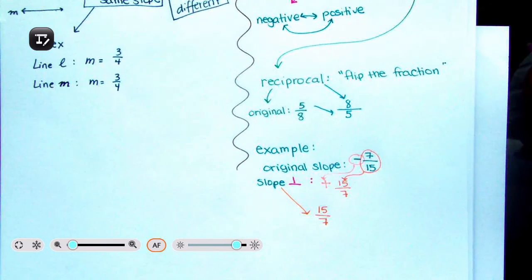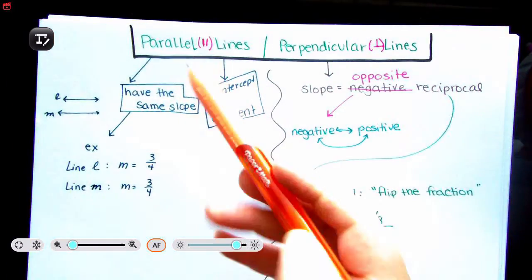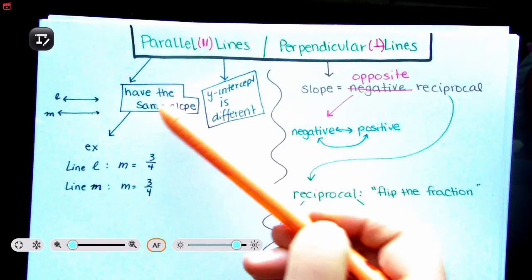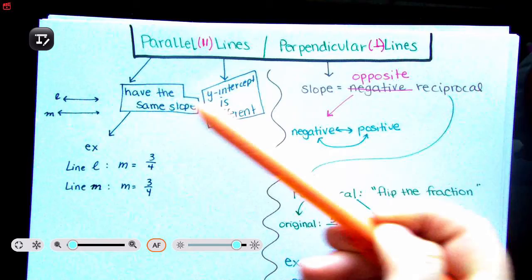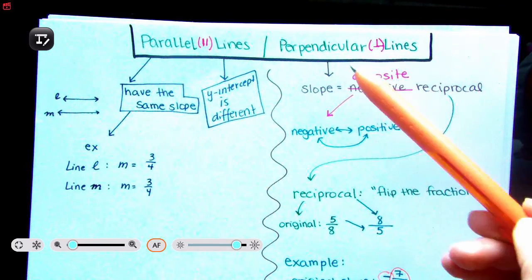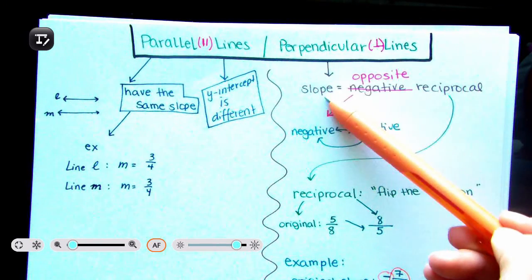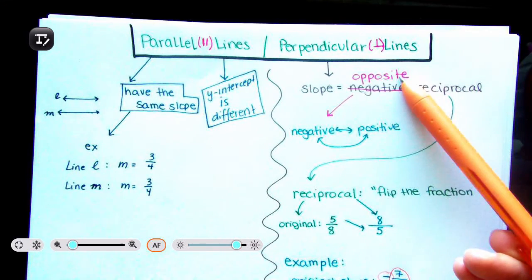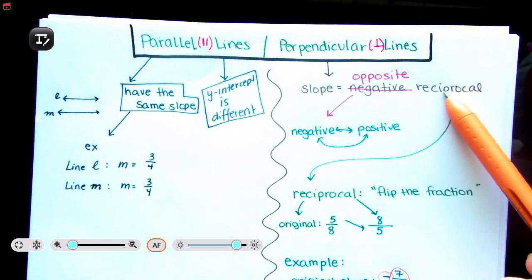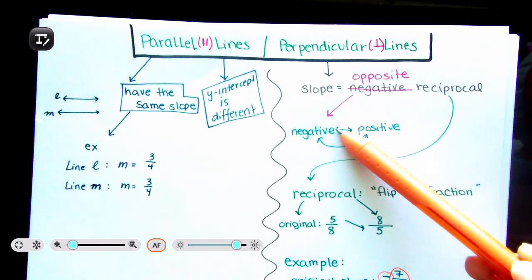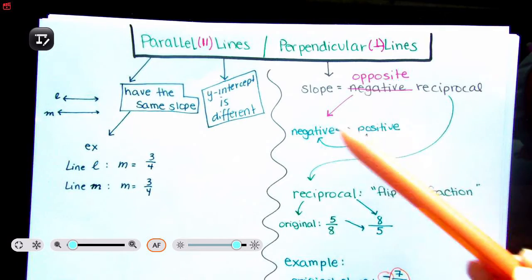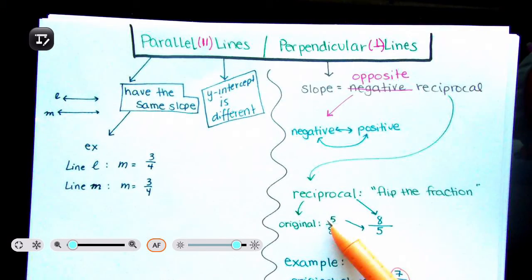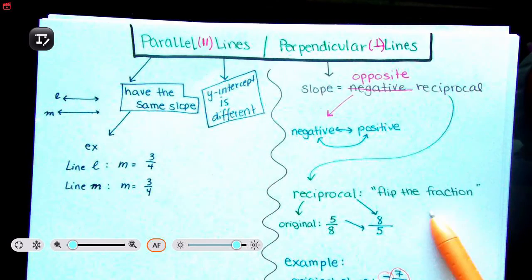Okay, I want to review already. We've gone through a lot. Parallel lines have the same slope. The y-intercept is different, but the slope is the same. Perpendicular lines have a slope that is opposite and the reciprocal. What that means is if the original slope is negative, it goes to positive. If it is positive, it goes to negative. The reciprocal part means you flip the fraction.